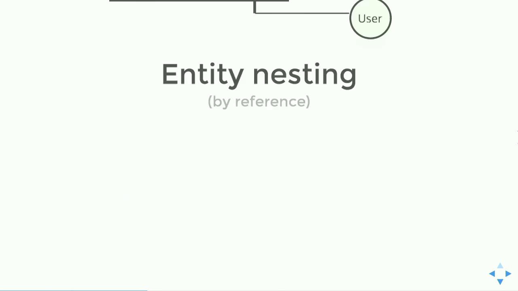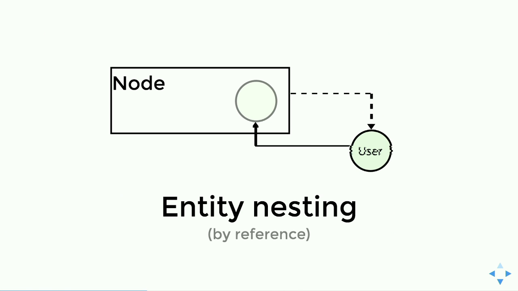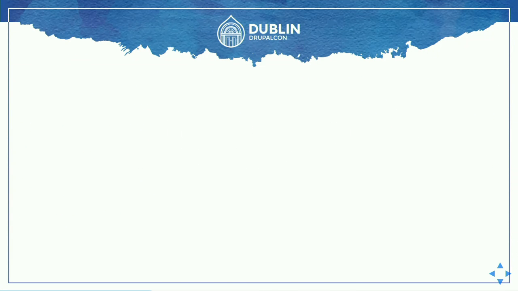We can inline edits of entities, of nested entities. So, for example, here, once the node is rendered, we can switch to the inline editing mode and edit the user profile right on the node page. It's pretty cool and handy to manage.